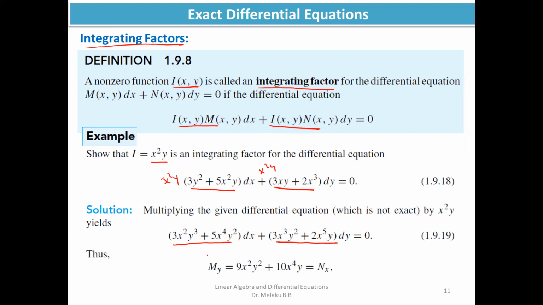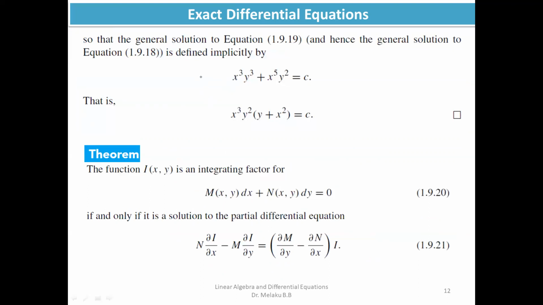Now let's check if it is exact. This is our M, and this one is our N, and partial of M with respect to y is 9x squared y squared plus 10x to the power of 4 y, and N_x is also the same, which means if M_y is equal to N_x, we say that this new differential equation is exact. If it is exact, this I, which is x squared y, is considered an integrating factor for the given differential equation.